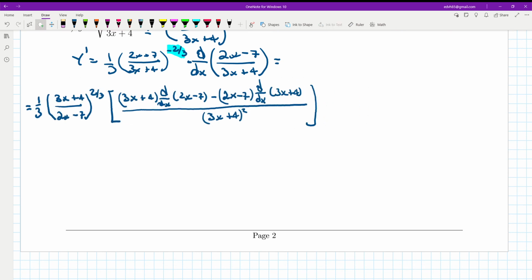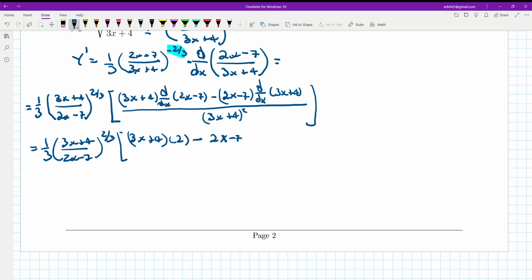Okay, so we are going to have 1/3 times (3x plus 4 over 2x minus 7) to the 2/3, and that's going to be 3x plus 4 times the derivative of 2x minus 7, which is 2, minus 2x minus 7 times the derivative of 3x plus 4, which is 3. The whole thing divided by 3x plus 4, quantity squared. So now let's see what else we can do.